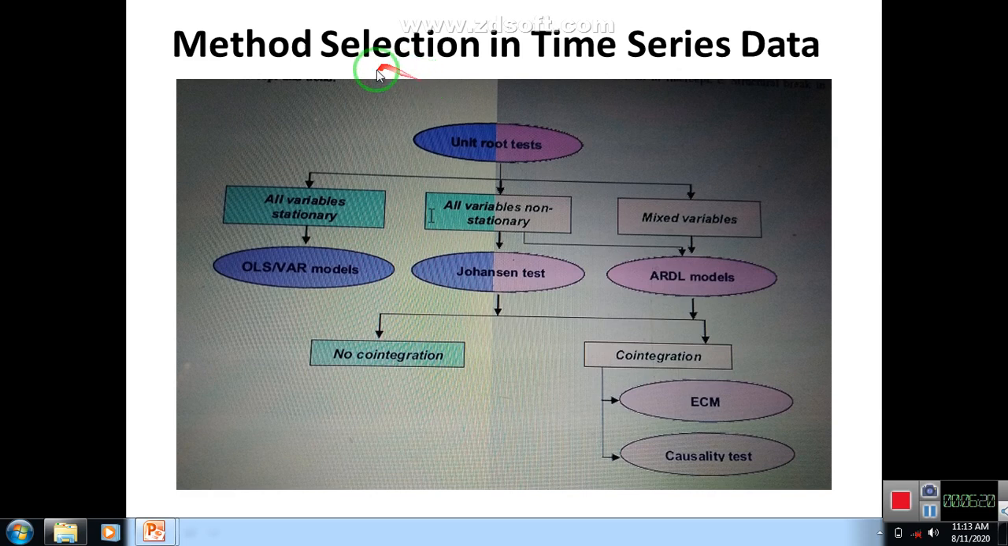So this is the most important and the very initial step before the estimation. So these are the main three types in the unit root test. The unit root test will provide this information, and on the basis of the unit root test we may select the appropriate technique for the time series.